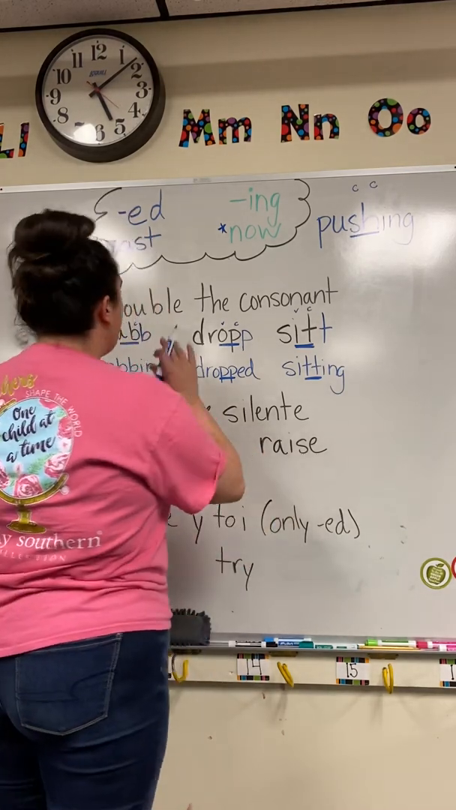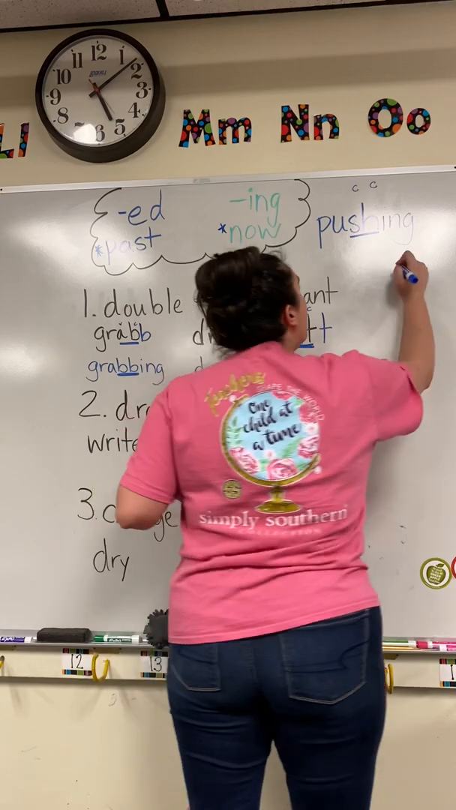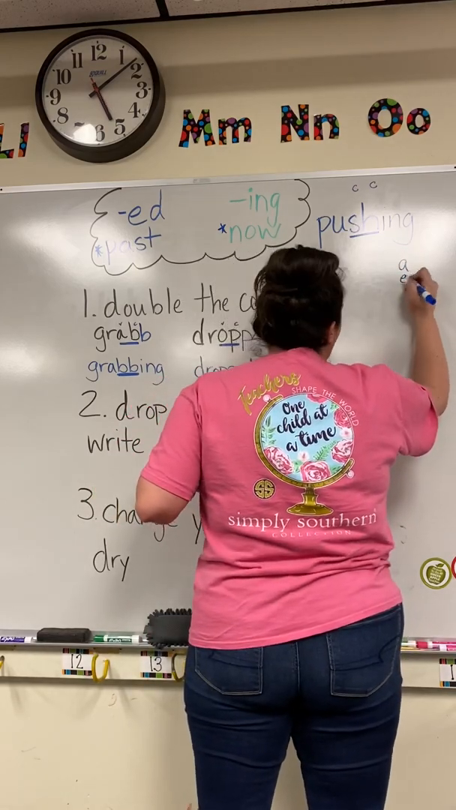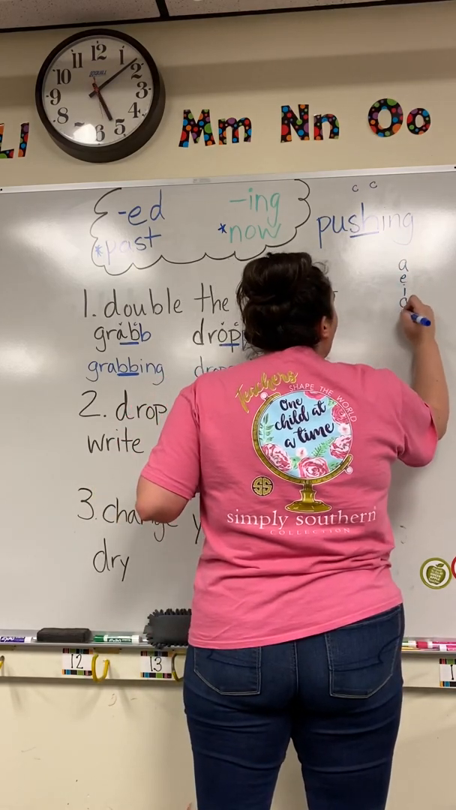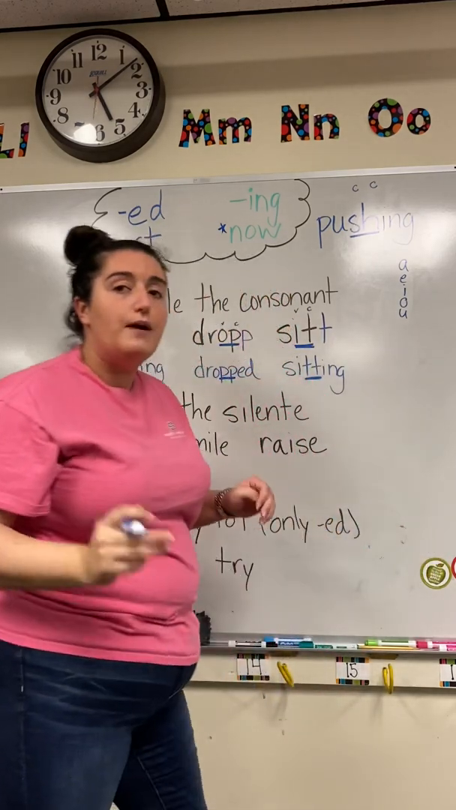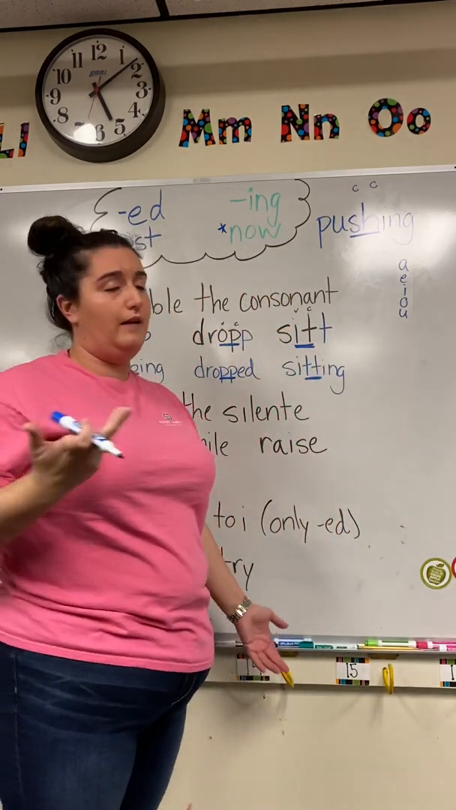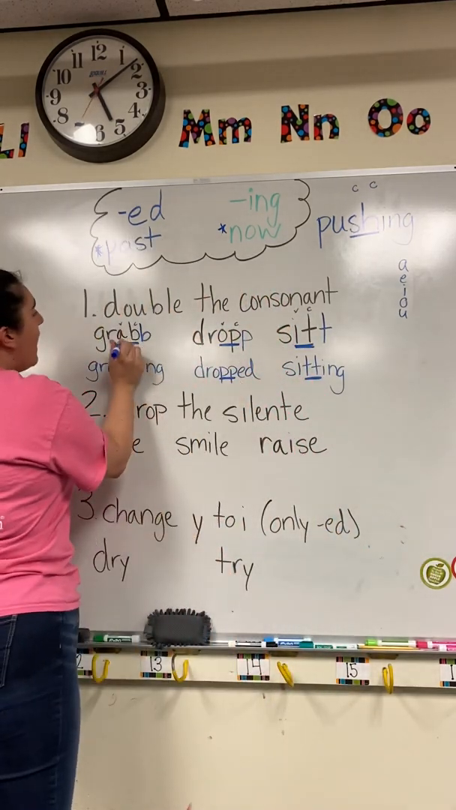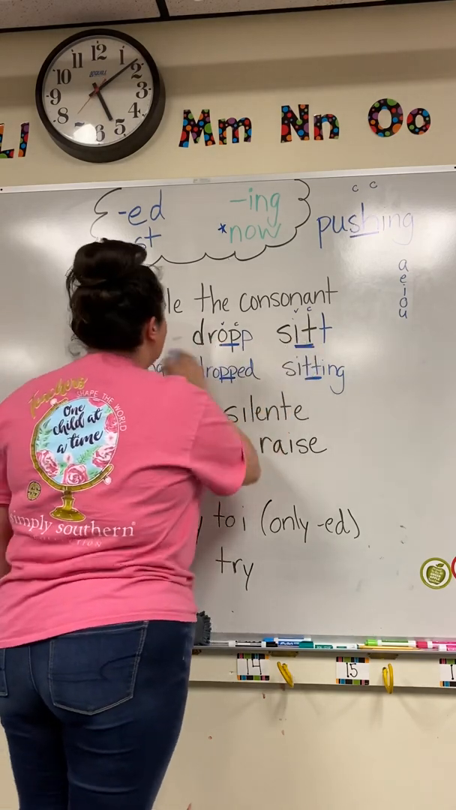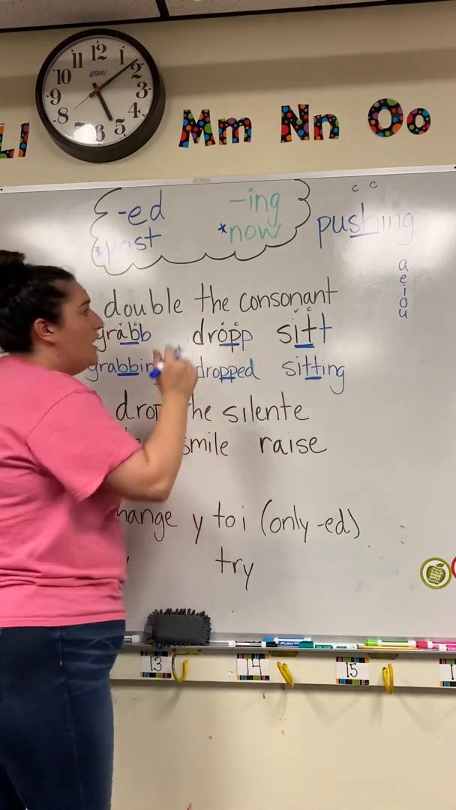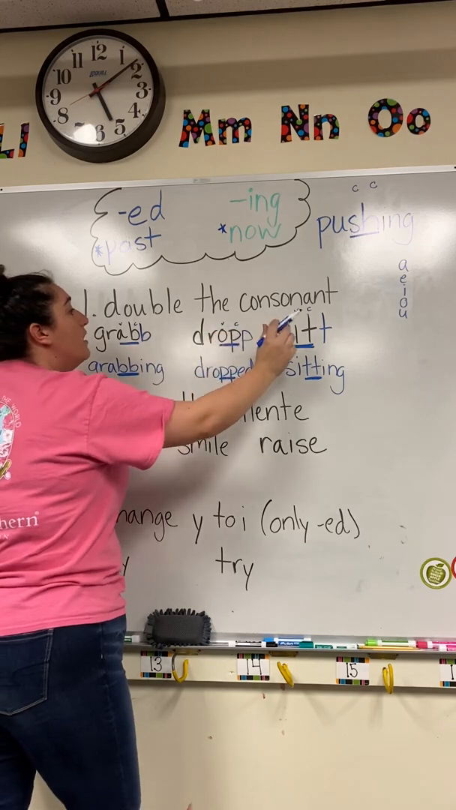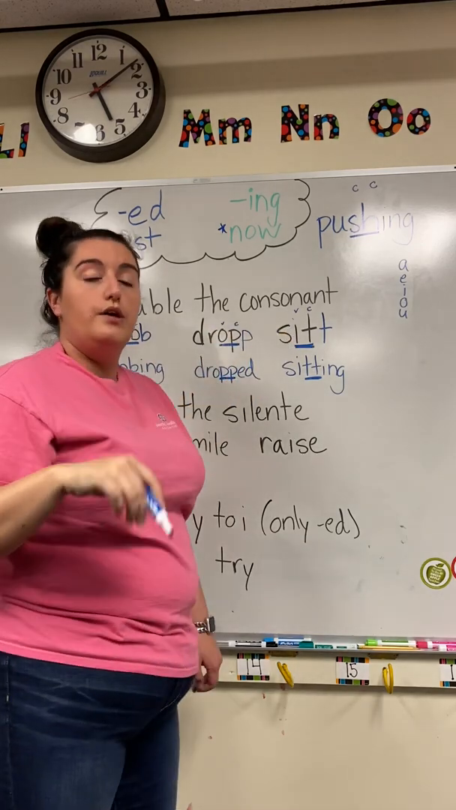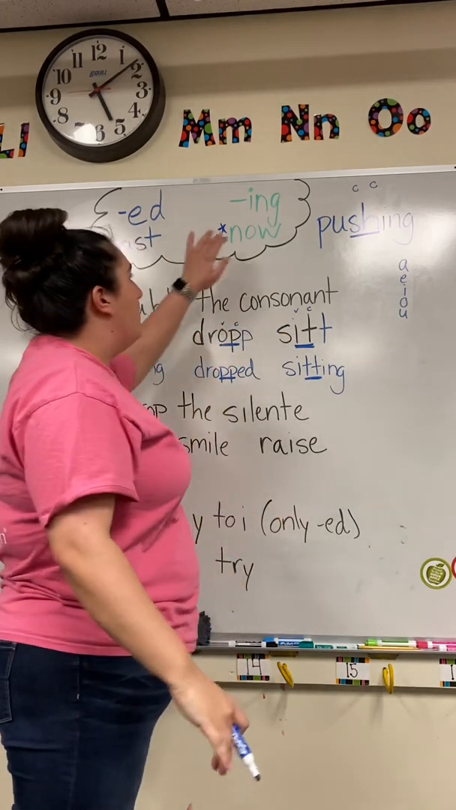So what I would do is on my paper, over on the side, I would write my vowels, a, e, i, o, and u, just like that really quick. That way I know what letters I'm looking for. Because if a word has a vowel and a consonant at the end, like grab, drop, and sit, you have to double before you add ed or ing.